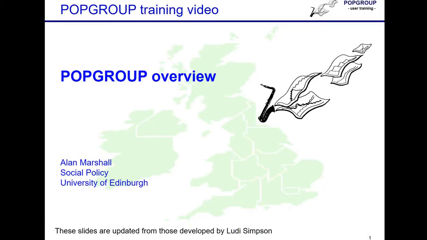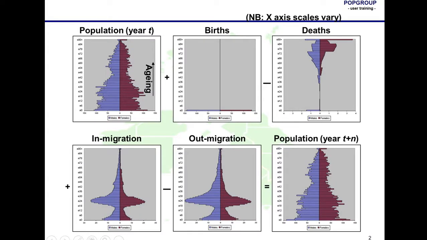In this video, I'm going to show how we can use POPGROUP to operationalize the cohort component projection methodology. As a reminder of the methodology itself, this involves starting off with a base population, which we have by single year of age, distinguishing males and females. First of all, we age this population on, moving each bar in this population pyramid up by 1 year.